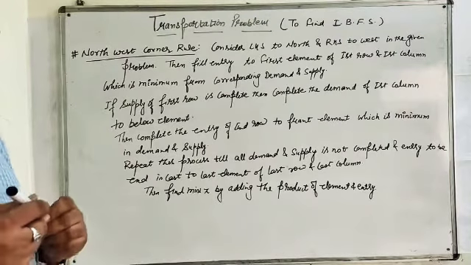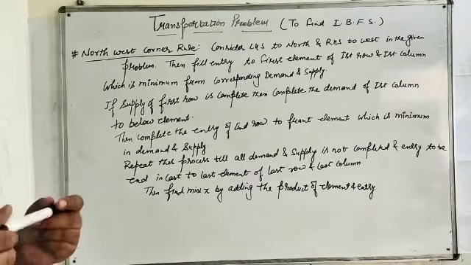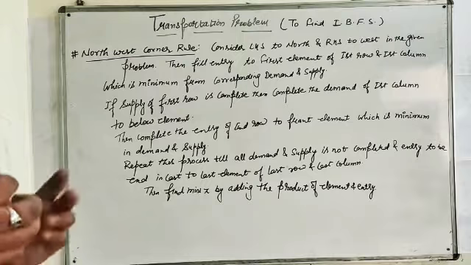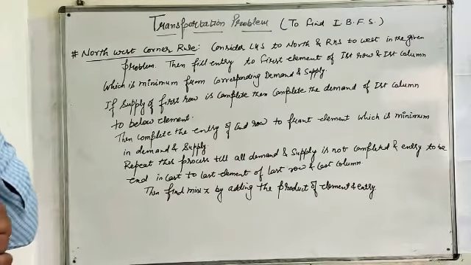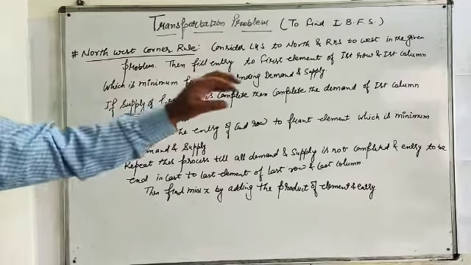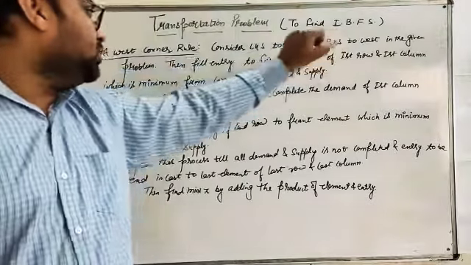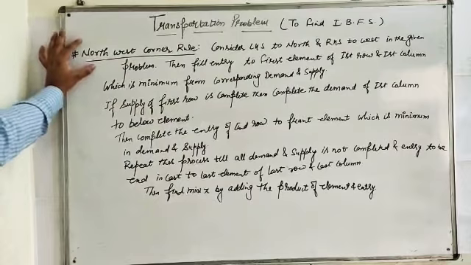Hello guys, this is another lecture of transportation problem. In the previous lecture we studied the basics of transportation problem. In today's lecture we will study the first rule to find IBFS, that is initial basic feasible solution. So the first rule is the northwest corner rule.